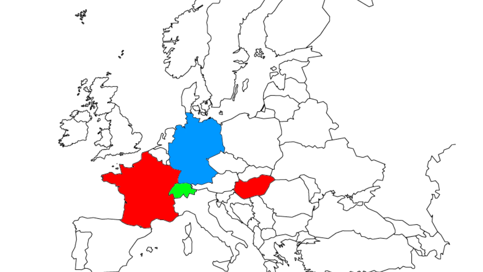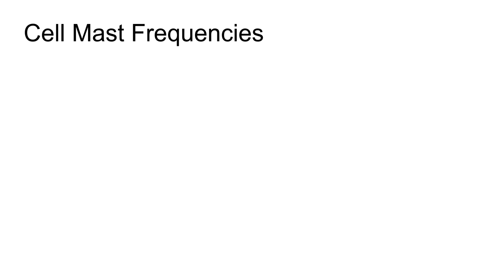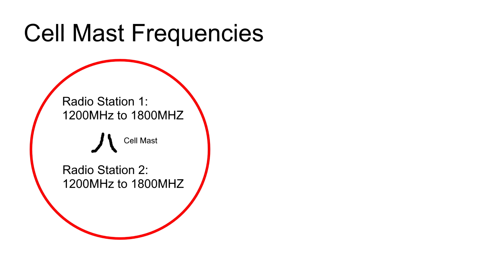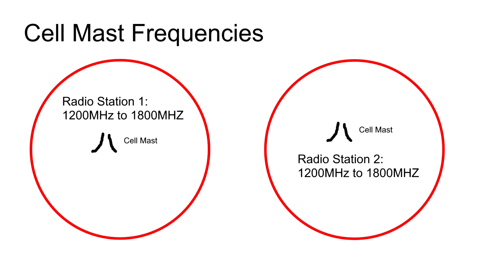This means that although over borders you cannot have the same colour, they can be repeated if they're not in the same area. This is like cell mast frequencies, in that if, for example, two radio stations are using the same frequency over the same area, there will be interference. But if they use the same frequency, not in the same area, i.e. two different areas of coverage, there won't be interference between them due to how they don't interact.